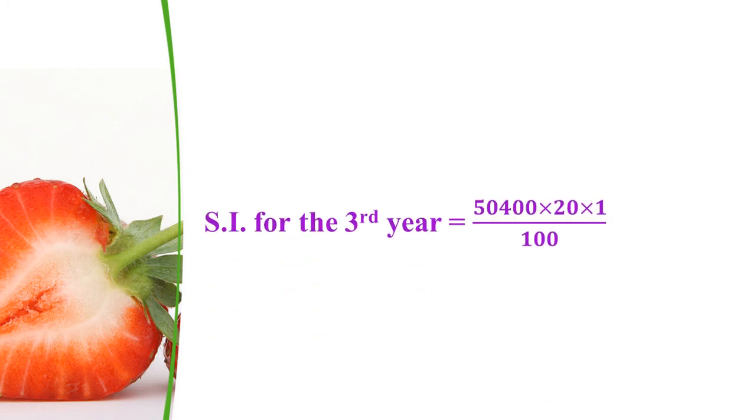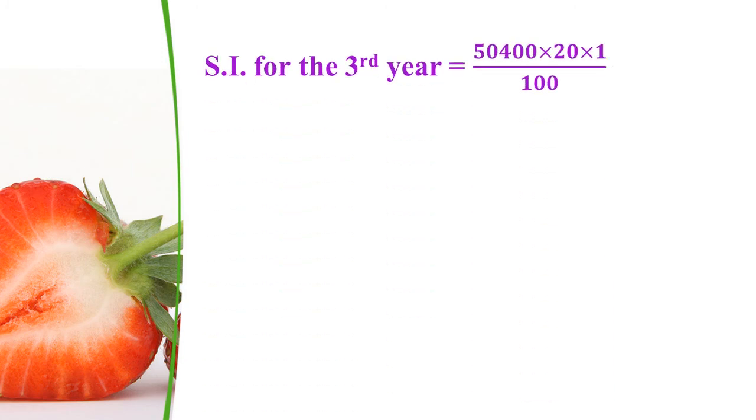Let's find simple interest for the third year. Simple interest for the third year is 50,400 into 20 into 1 by 100. Here two zeros and two zeros gets cancelled out. So simple interest for the third year is rupees 10,080.